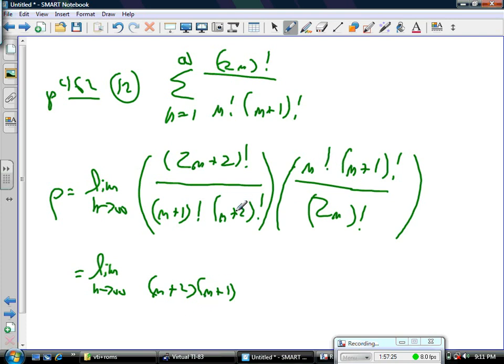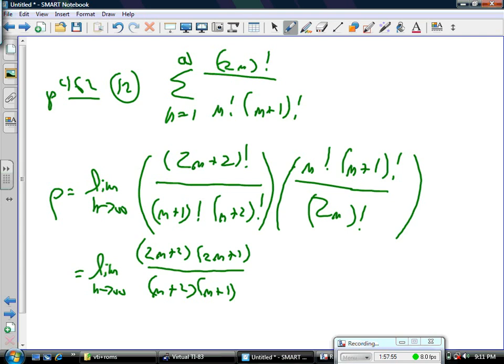All right, so this into this reduces to that. This cancels that. What about this guy? 2n factorial to 2n plus 2 factorial. Like if n is 10, 20 factorial into 22 factorial leaves 22 times 21, right? Isn't that 2n plus 2 times 2n plus 1? That's it. So what's that limit?